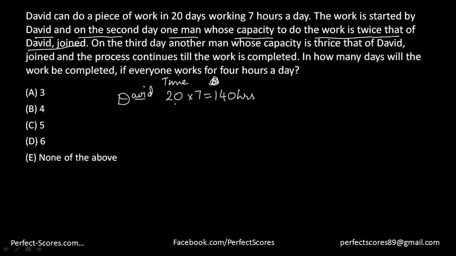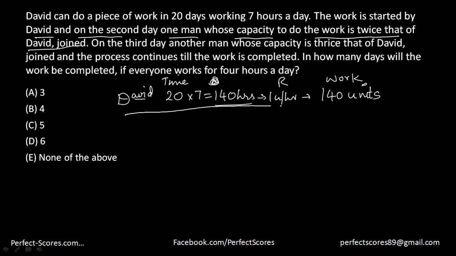So let us say that the total work, this is something that you have to do every time, guys. You have to assume the work. Let's suppose the total work is of 140 units. This is the total work. So if David finishes the total work in 140 hours, that means he finishes 1 unit every hour. This is what his rate is, and this is my total work.